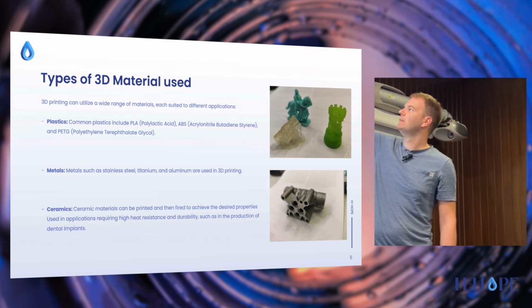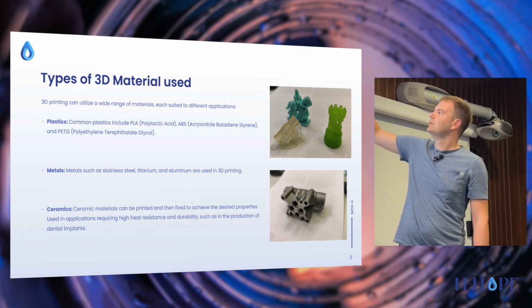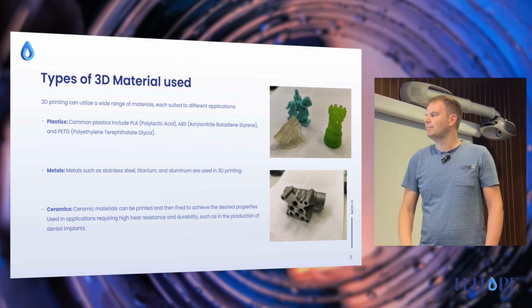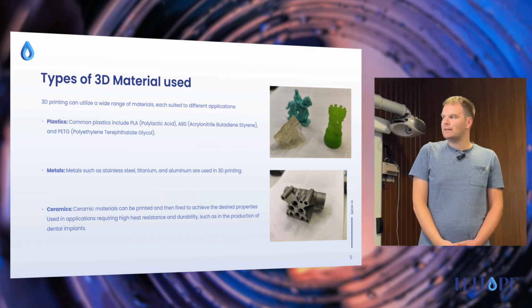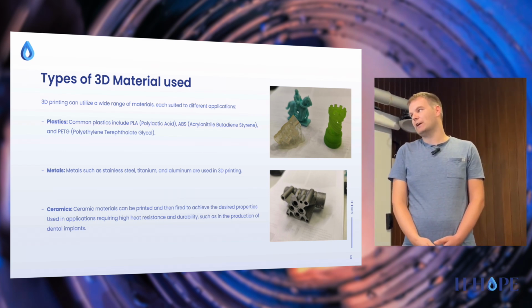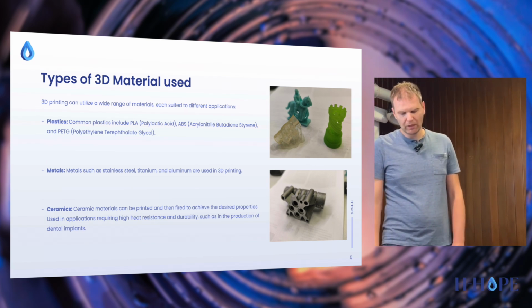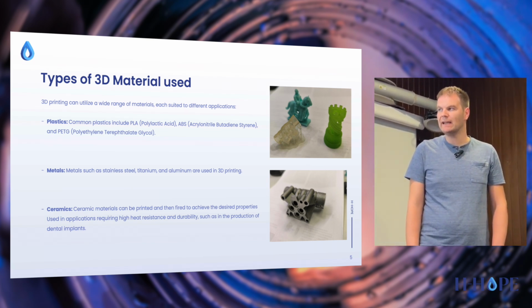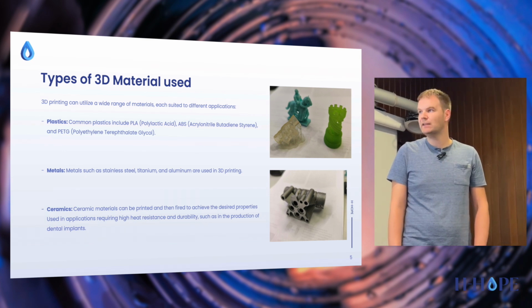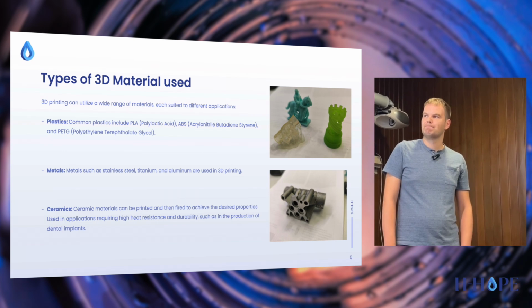Here is, for example, a picture of printed parts from plastics. Here is an example of an object constructed from metal. And we also have ceramics. If you want a product which has high heat resistance and durability, you can also build it from ceramics. Okay.